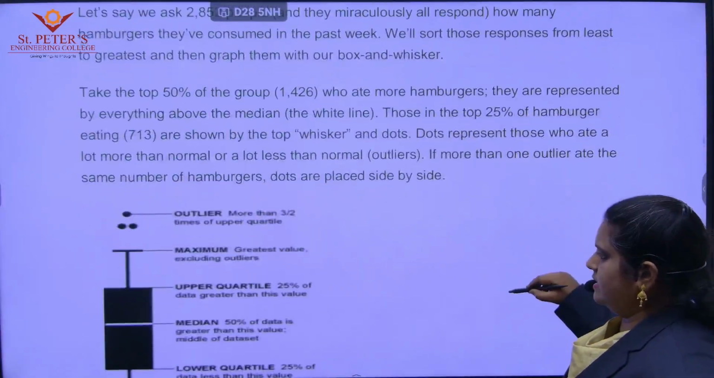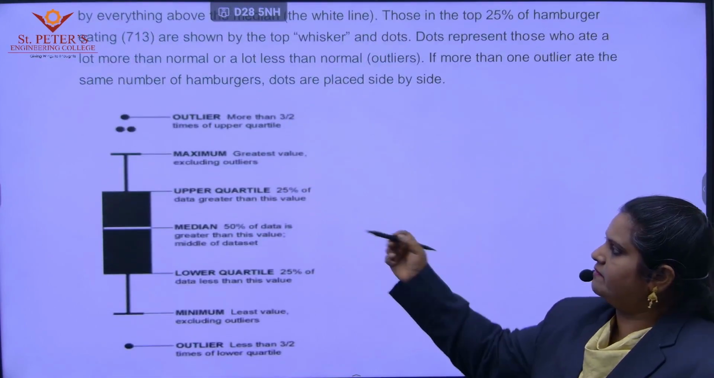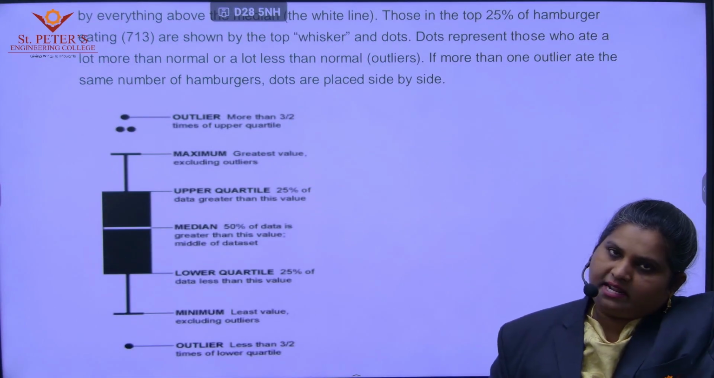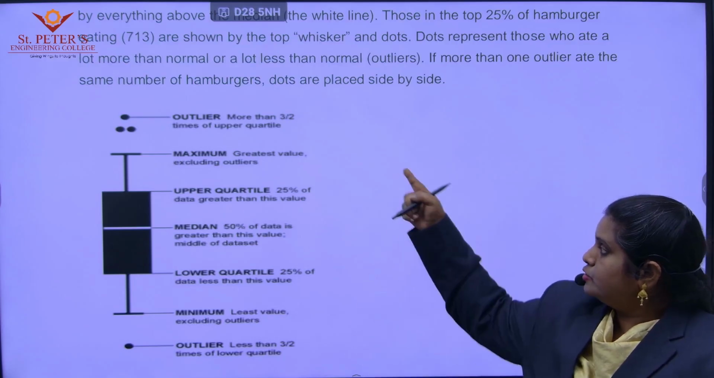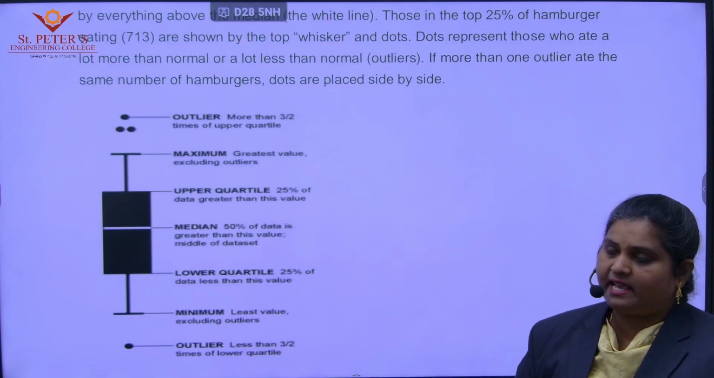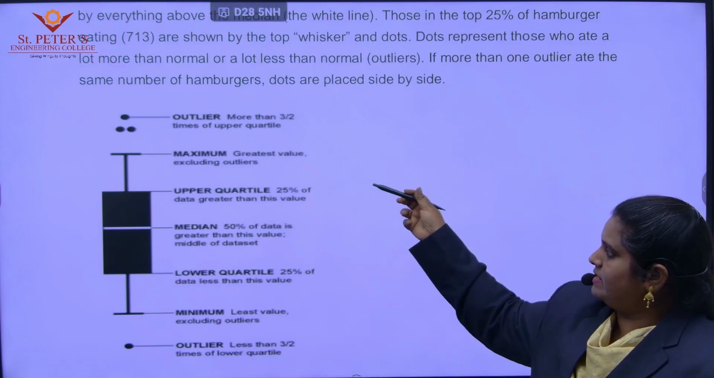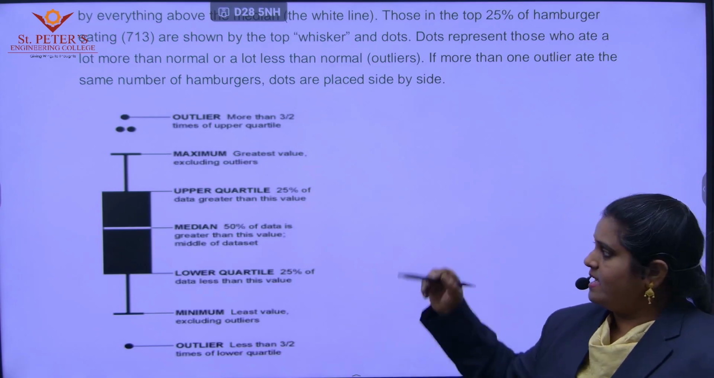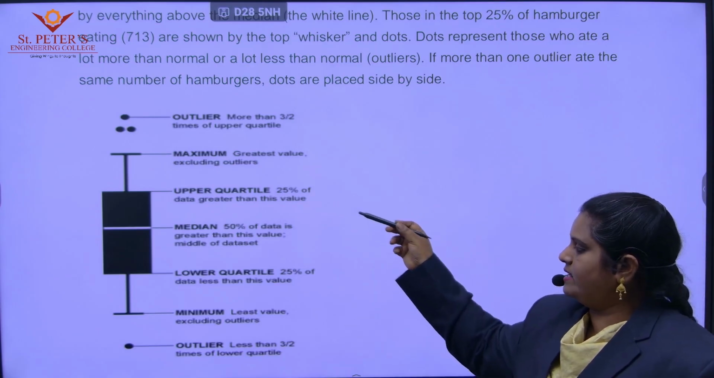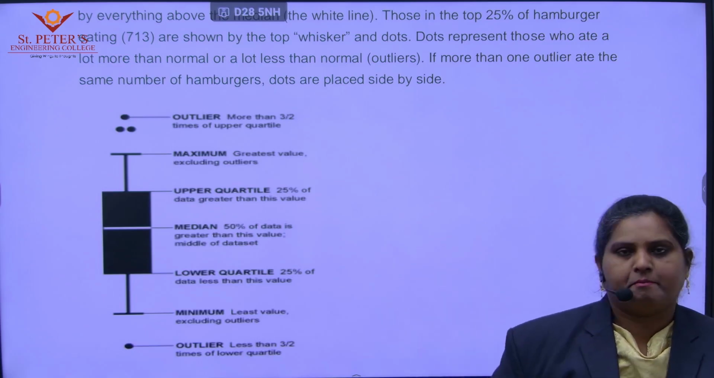See here, this chart has an outer layer, two outer layers in fact. Next there is the maximum and the minimum, and after that we have the upper quartile, the lower quartile, and the median.